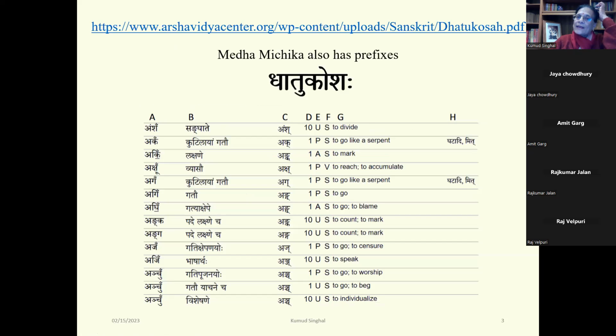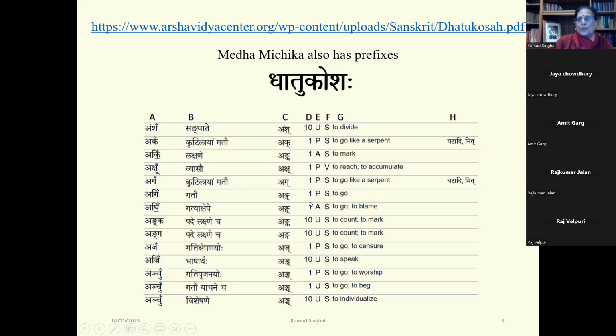The other one, I think I have sent this, is a Dhatu Kosha by Medha Michika. It also has the prefixes. The way she has done it is that this is the dhatu, ansh, this is the name, and this is in alphabetical order. The Ashtadhyayi was according to the groups, and she has it in alphabetical order. And then this is the simplified version, which we use. Here the it letter, anunasika, is removed, so of ansh, only this part remains.